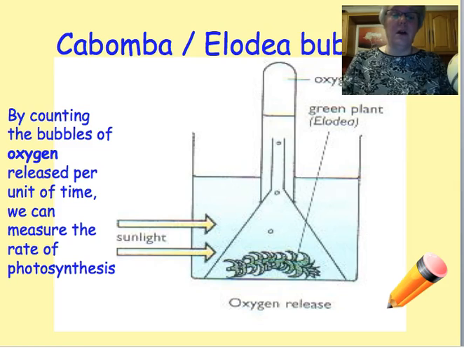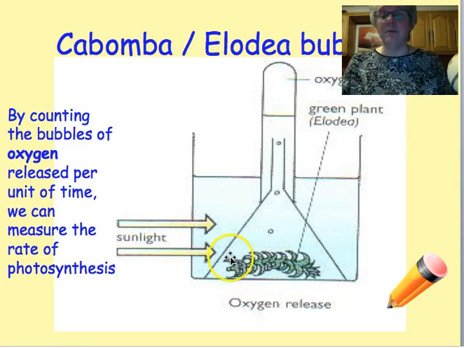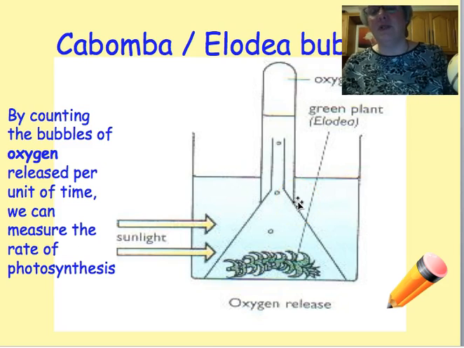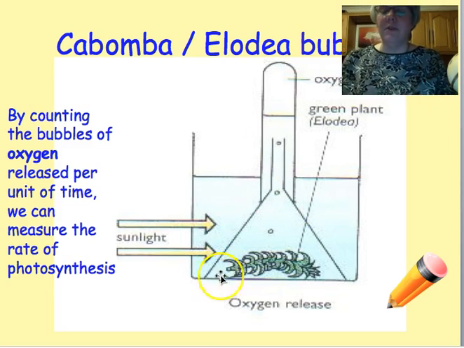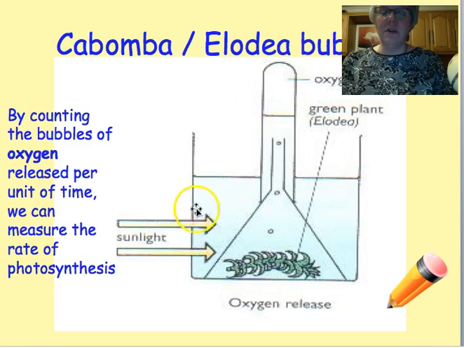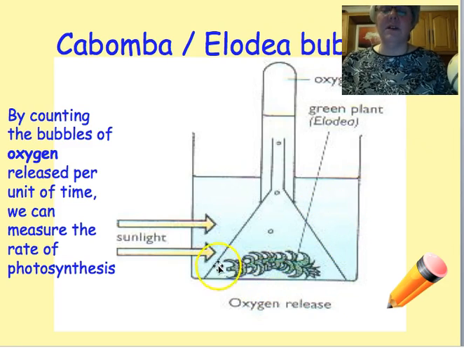Now, a more complex setup would be this kind of setup here, where you've got a plant trapped below a kind of funnel. I'm saying it's complex, but it's quite straightforward to do. You've got this funnel here and you put a test tube over this. So you've got your bicarbonate solution here, giving carbon dioxide.